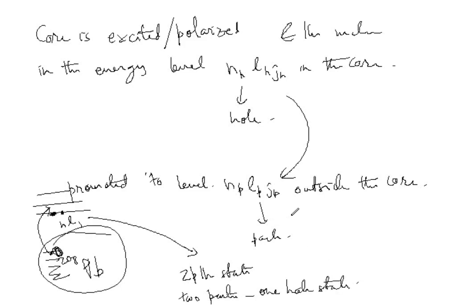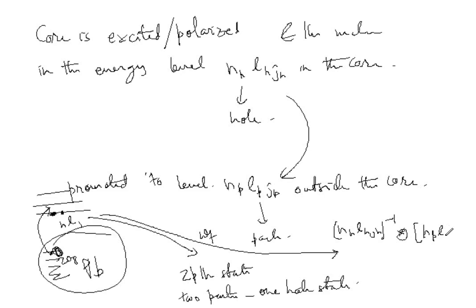Is it clear? And you see, we write down the wave function of this state like this. You see, nH, lH, jH. Since this is a hole, we write it like this, and this is just coupling. nP, lP, jP. It is coupled to nlj in J prime state. So this is basically the coupling.